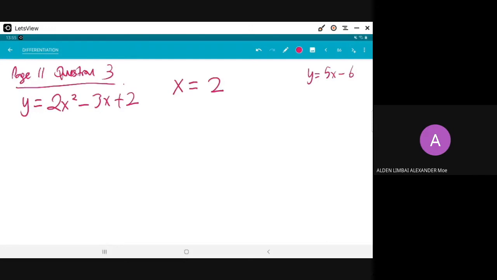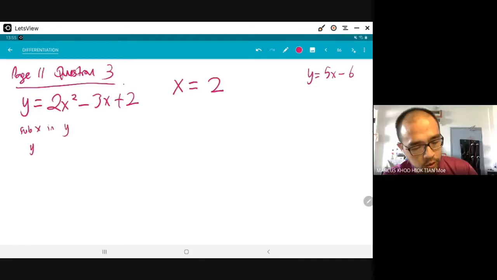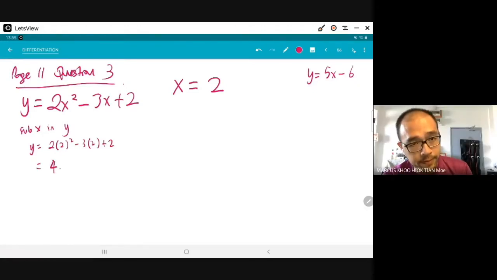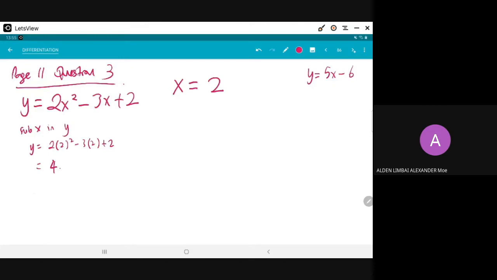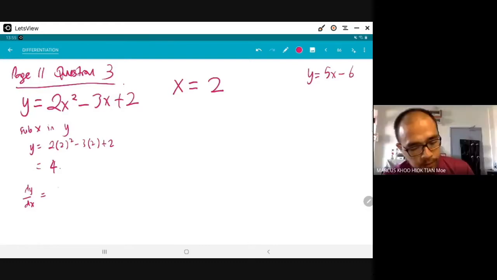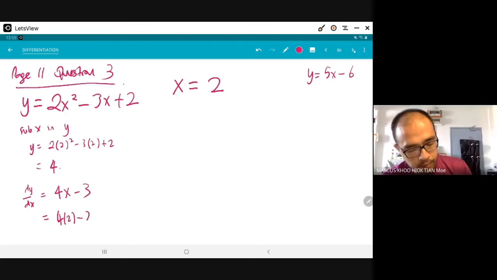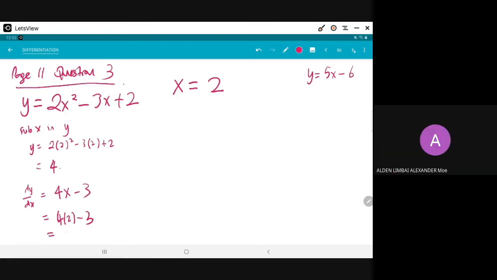To find y, I substitute x into the original equation. Okay. And then so y equals to 2 minus 3, 2 plus 2. What do you get for y? 4. Okay, y equals to 4, and then? And then I differentiate the original equation. Then I get 4x minus 3. Okay. And then I substitute x into that. And then I get the gradient, which is 5 lah, okay?